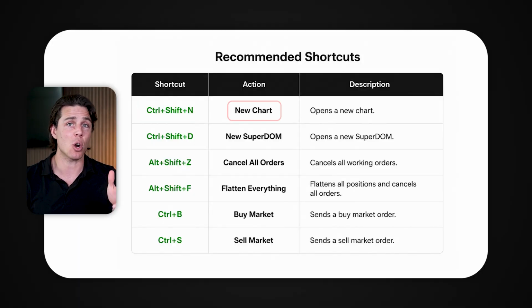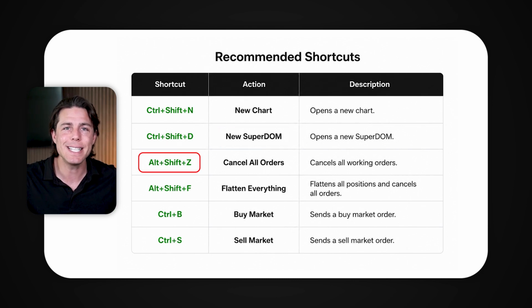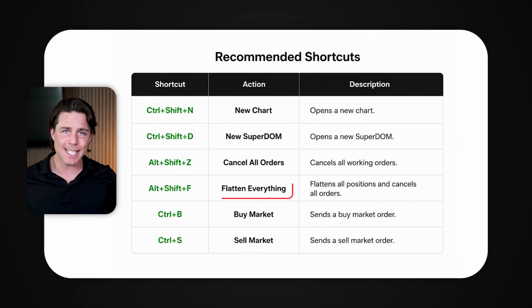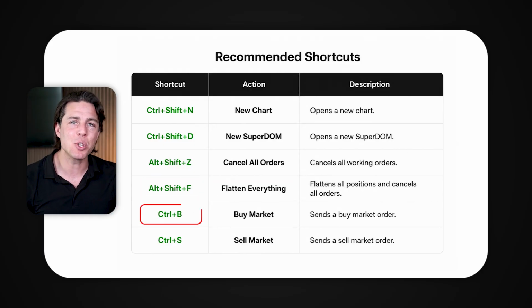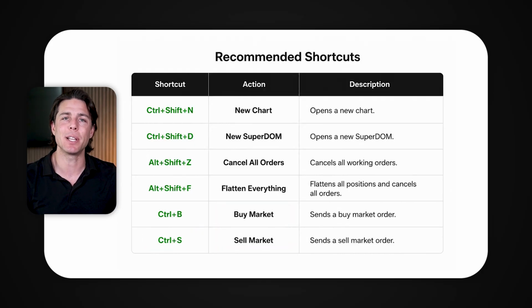Control-Shift-N opens a new chart. Control-Shift-D opens a new SuperDOM. Alt-Shift-Z cancels all orders. Alt-Shift-F flattens everything. For order entry, I map Control-B to buy market and Control-S to sell market. Test these in simulation first.